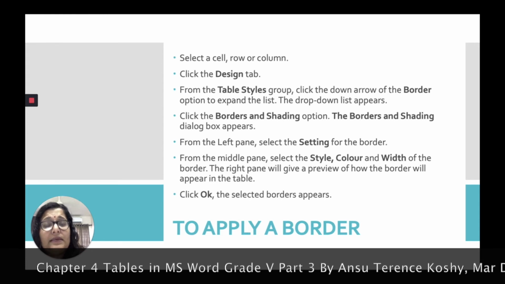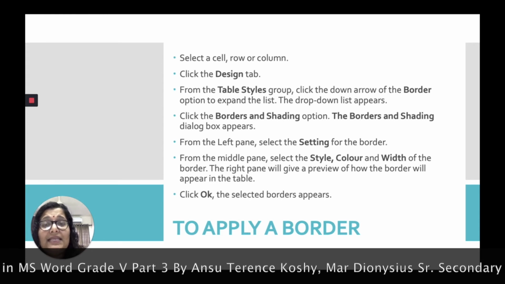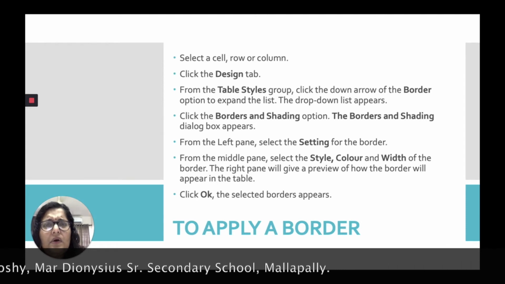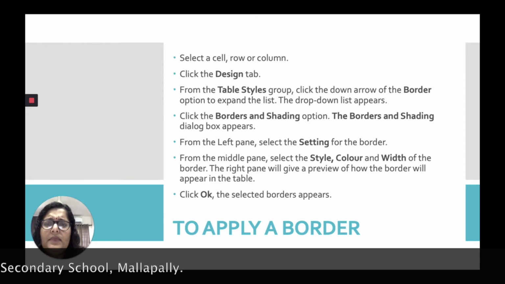How to apply a border? Select a cell, row, or a column. You can either select one cell or a row or a column. Then click on the Design tab. You need to click on the Design tab.